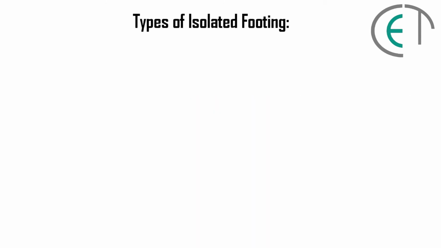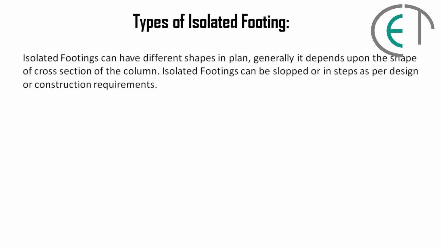Now let's discuss the types of isolated footing. Isolated footings can have different shapes in plan. Generally, it depends upon the shape of the cross section of the column. Isolated footings can be sloped or in steps as per design or construction requirements. Now I will show you the different types of isolated footing in pictures.